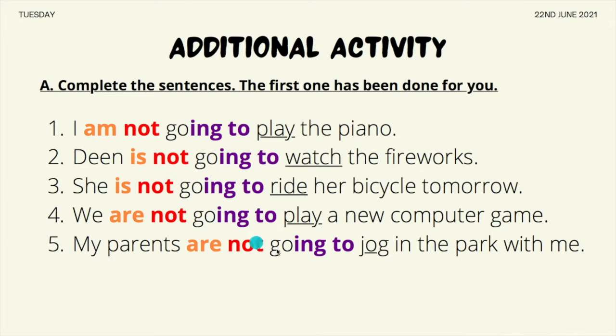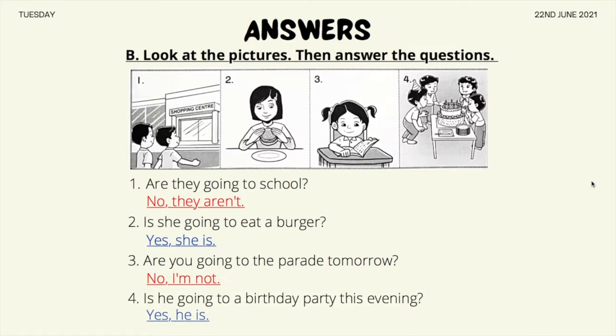For this additional activity, you don't have to write on your book. This is just a reading and speaking practice. You can pause this second to allow you to do the practice now. Next is the answer for exercise B. Look at the pictures, then answer the questions. Let's look at it. Check your own book.